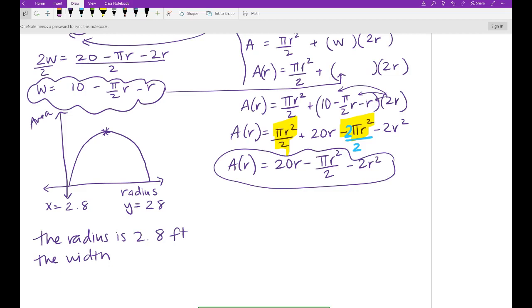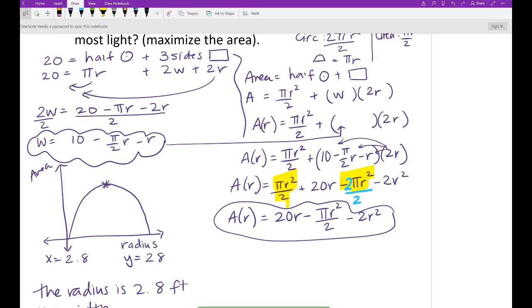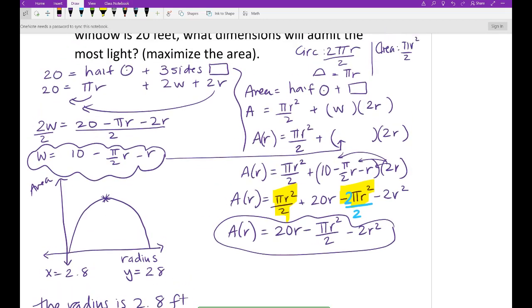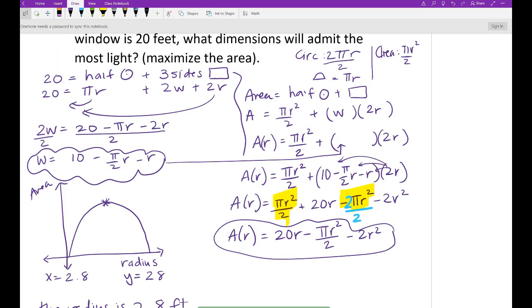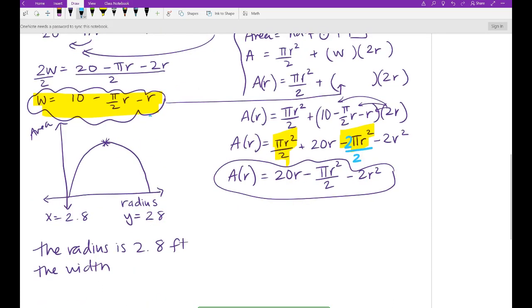Can I plug it back into the perimeter formula? Where is my perimeter? Sorry, I'm looking for it. Where is this perimeter? Right there, in my little bubble. Is that the perimeter formula? Or is that the width formula? I wish that there's a width formula I can plug it in. Can I use that? Yeah. All right. Here we go. W equals 10 take away pi divided by 2 times 2.8, minus 2.8.